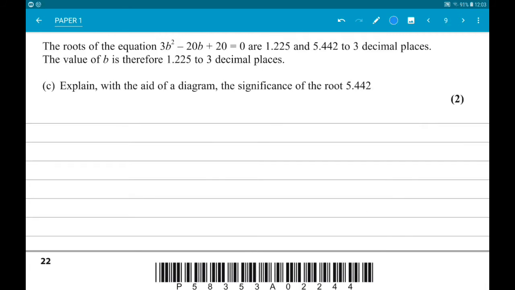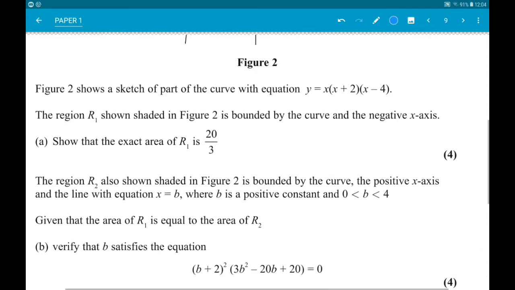Okay, then we're told the roots of 3b squared minus 20b and 20 equals 0 are 1.225 and 5.442. Therefore, b is 1.225 because we were told b was between 0 and 4. Part C. Explain with the aid of a diagram the significance of the value 5.442. Okay, so I've used this guy for my diagram.